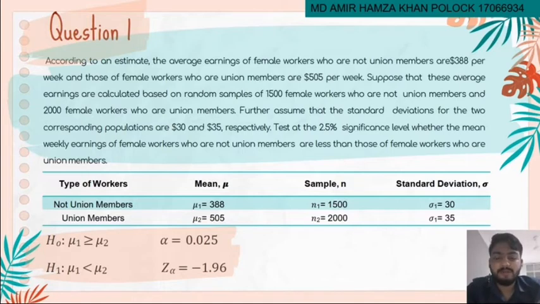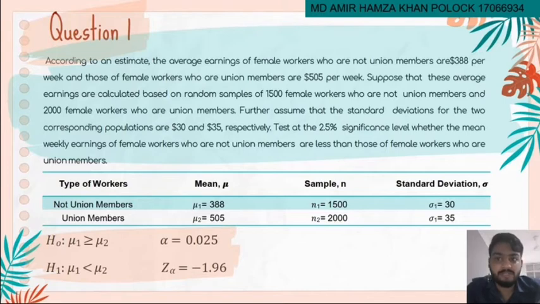Now I'm going to start question 1, and the question is, according to an estimate, the average earning of female workers who are not union members is $300 per week, and those of female workers who are union members is $505 per week. Suppose that these average earnings are calculated based on random samples of 1500 female workers who are not union members and 2000 female workers who are union members. Further, assume that the standard deviations for the two populations are $30 and $35 respectively.